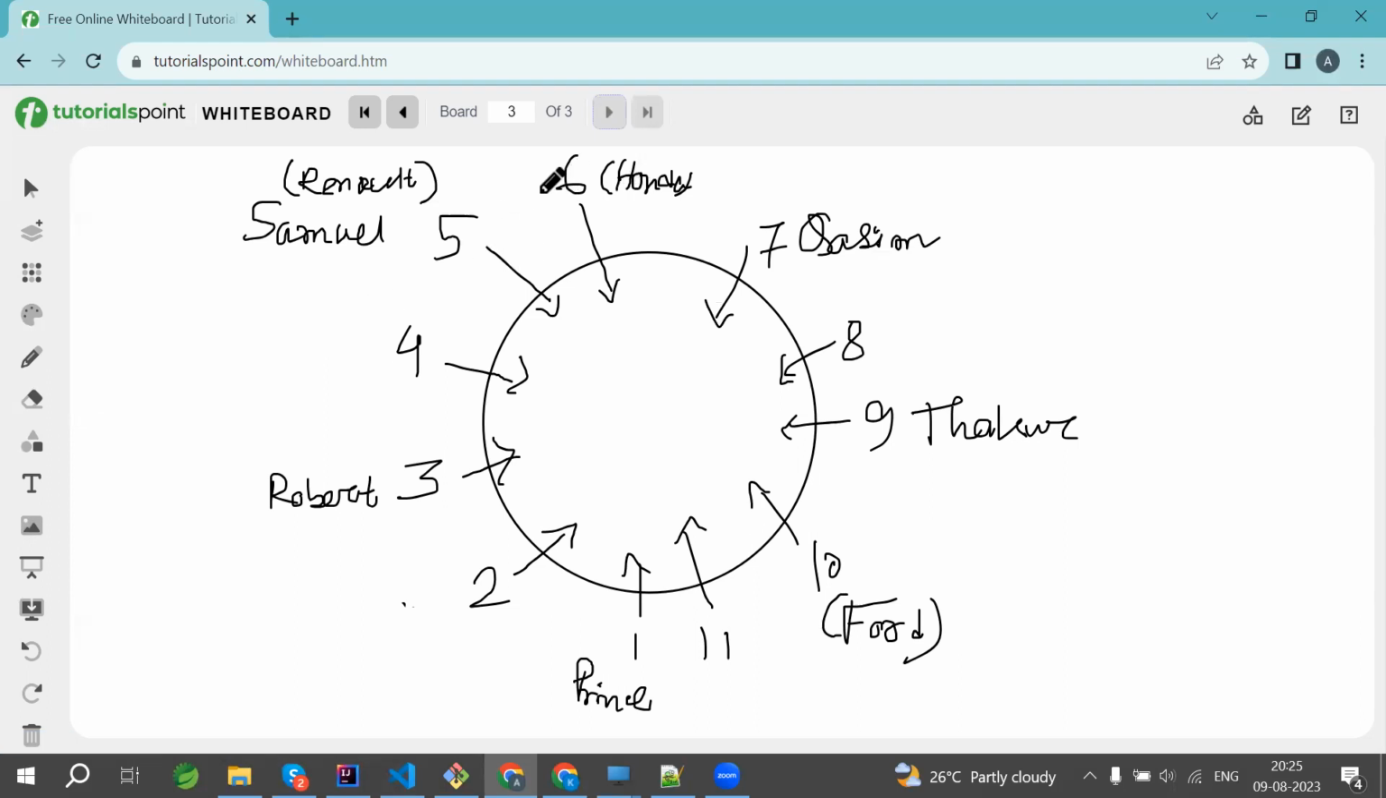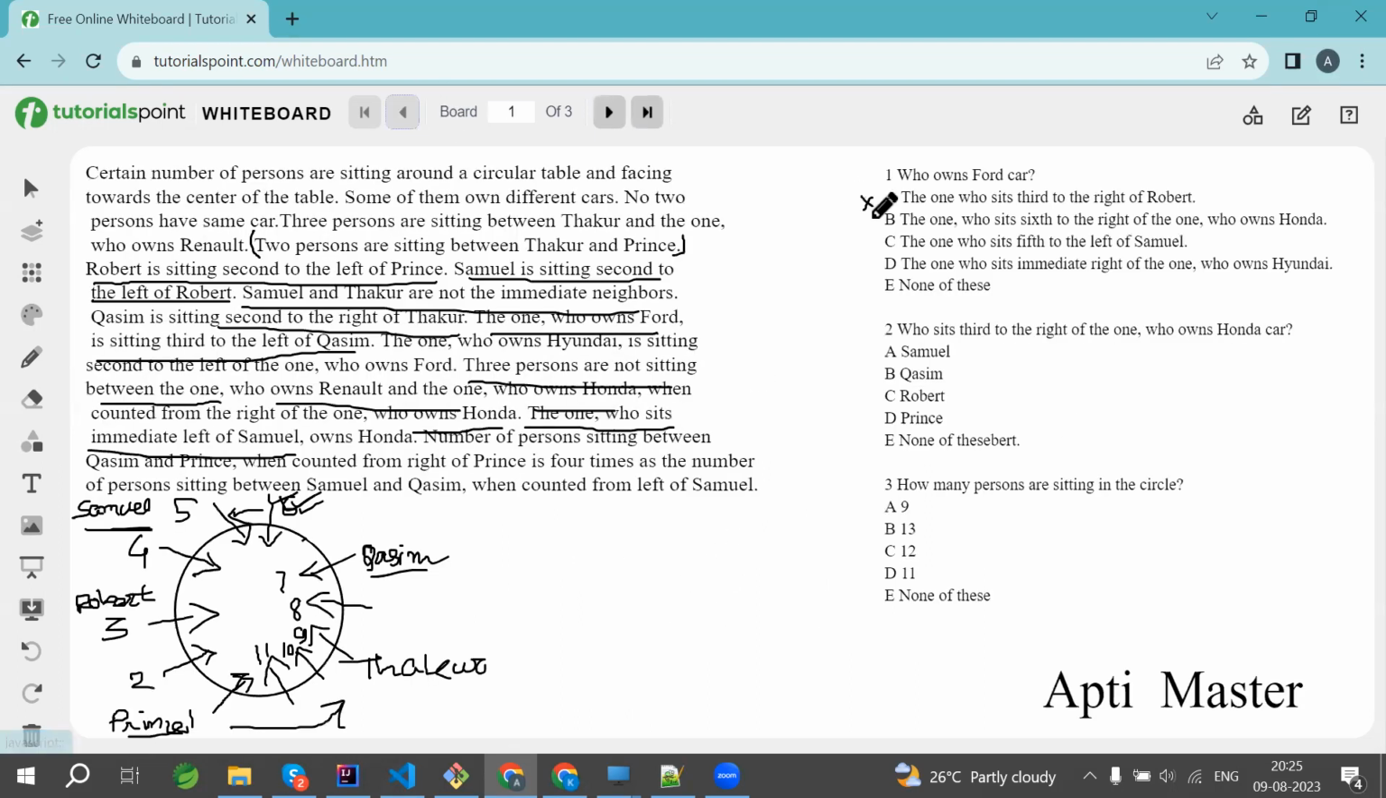Next, the one who sits sixth to the right of the one who owns Honda. This right position means here, right? So 1, 2, 3, 4, 5, 6. This is also not possible. The one who sits fifth to the left of Samuel.